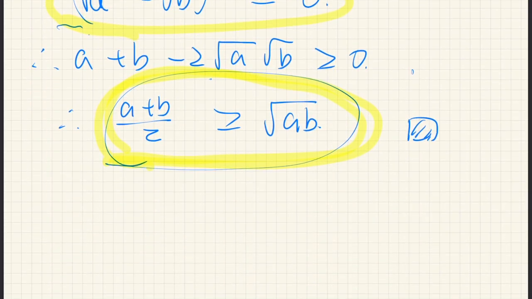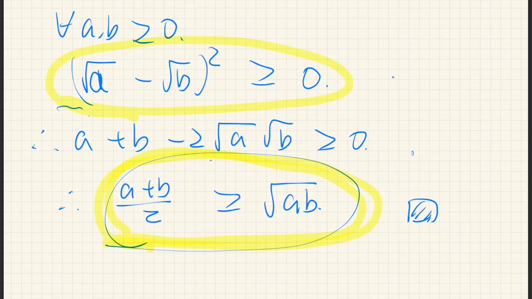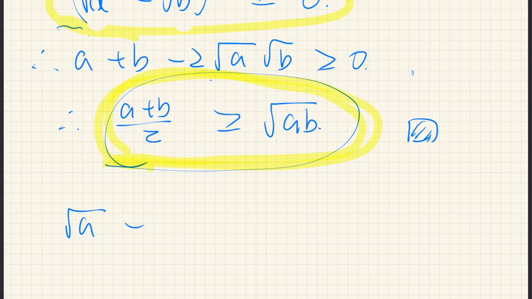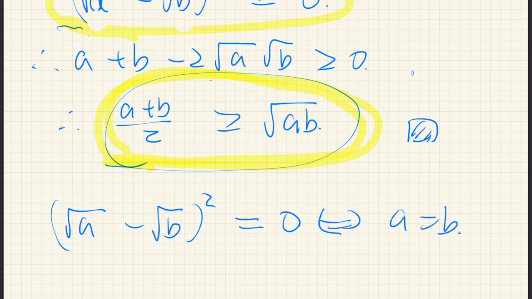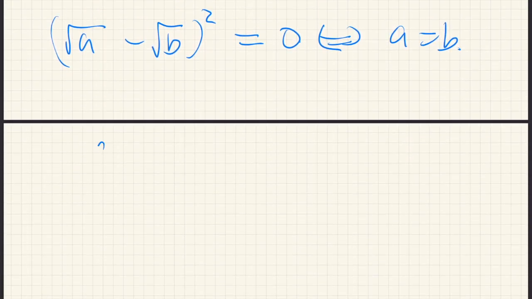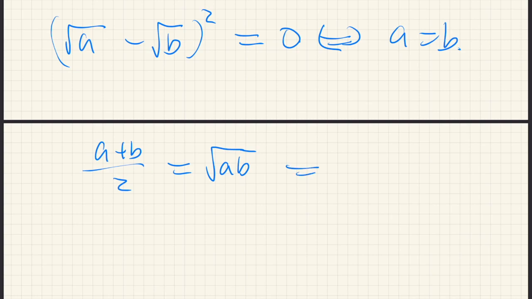Okay. And of course, the equality holds if and only if a and b are equal. And so in this case, (a minus b) squared is equal to 0 if and only if a is equal to b. Therefore, (a plus b) divided by 2 is equal to square root of ab if and only if a is equal to b.